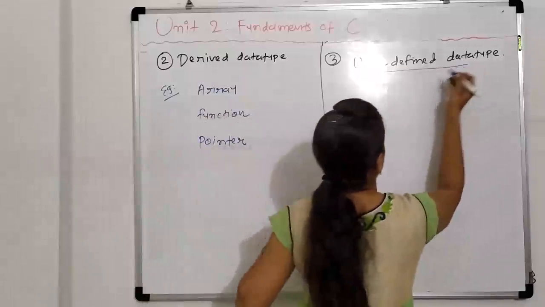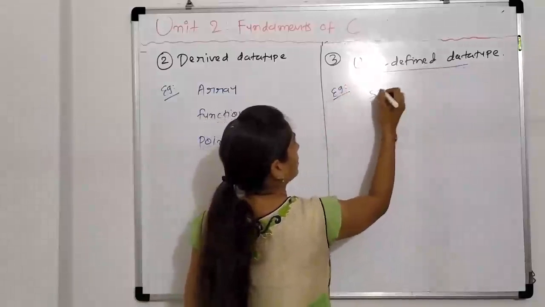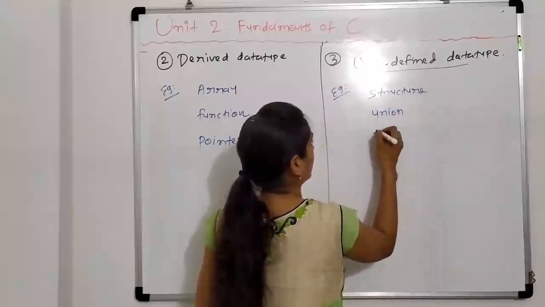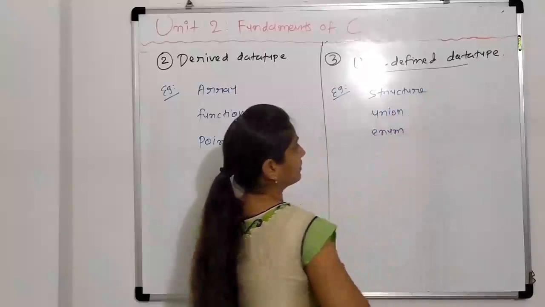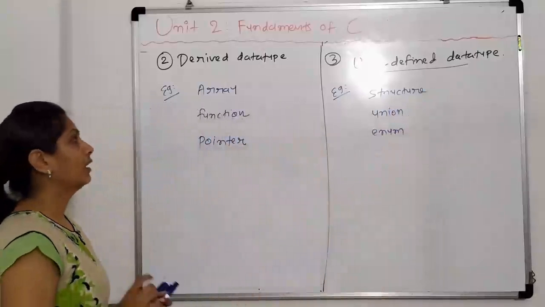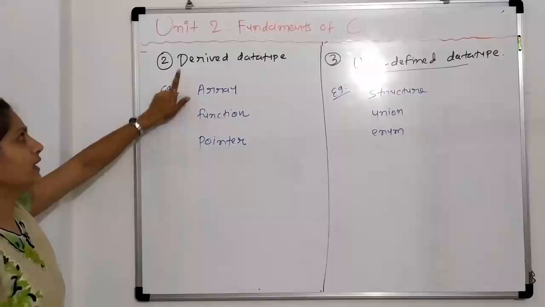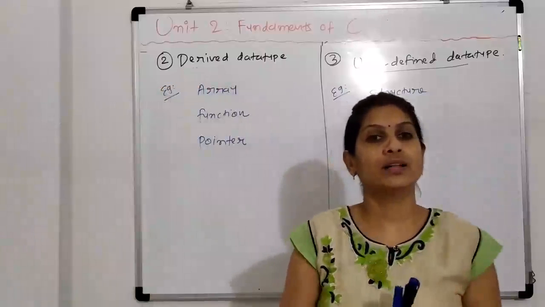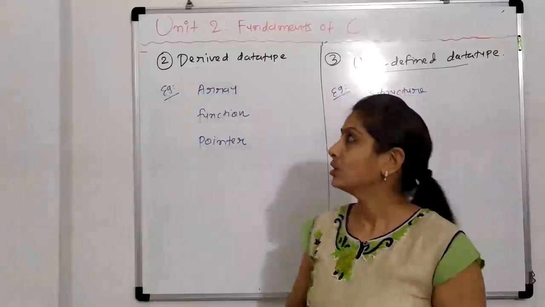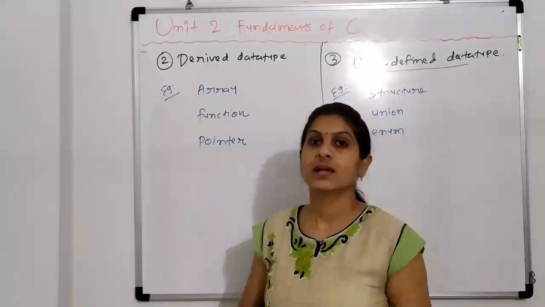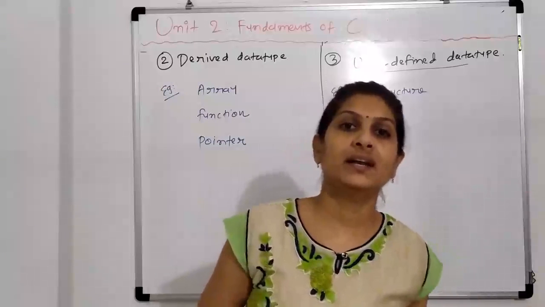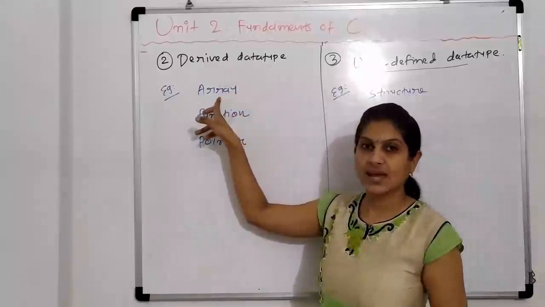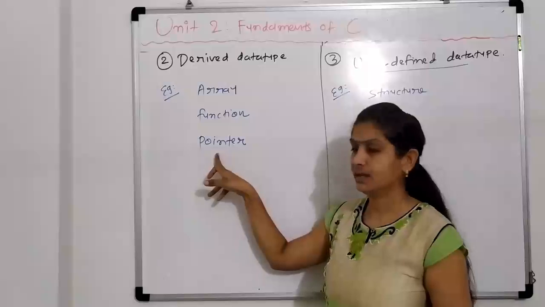User defined data type examples are structure, union, enum, something like that. So let us start with the first, derived data type. The word is derived. Derived means implemented from another, that is called derived. So the derived data type is implemented from the primary data types. That's why it is known as a derived data type. Examples are array, function and pointer.